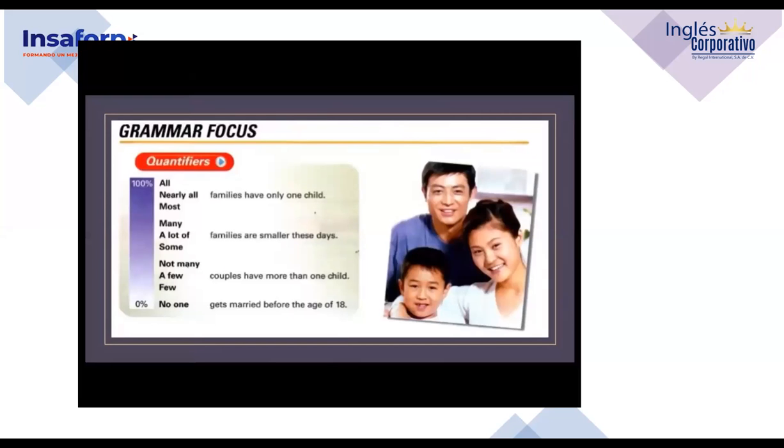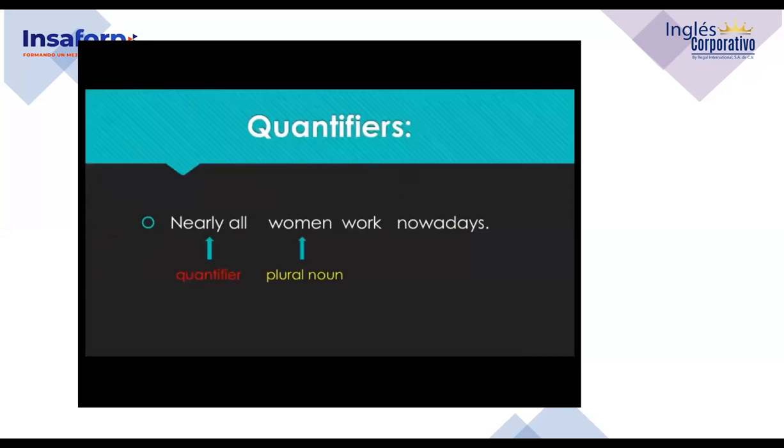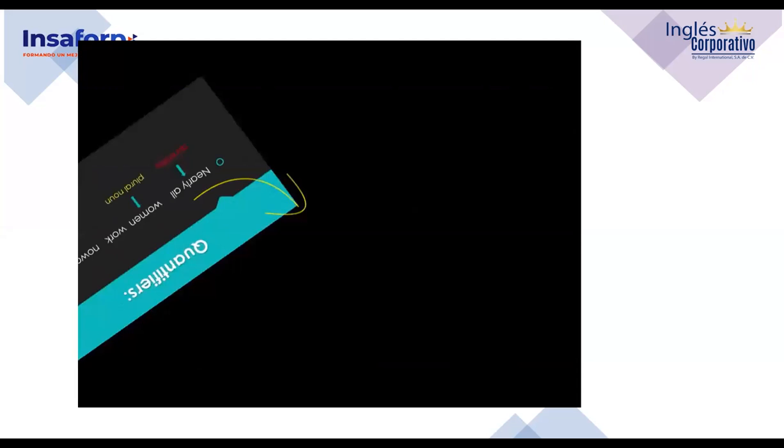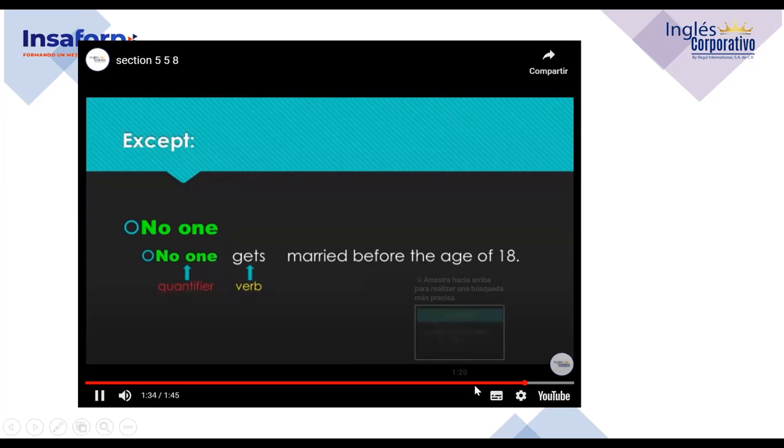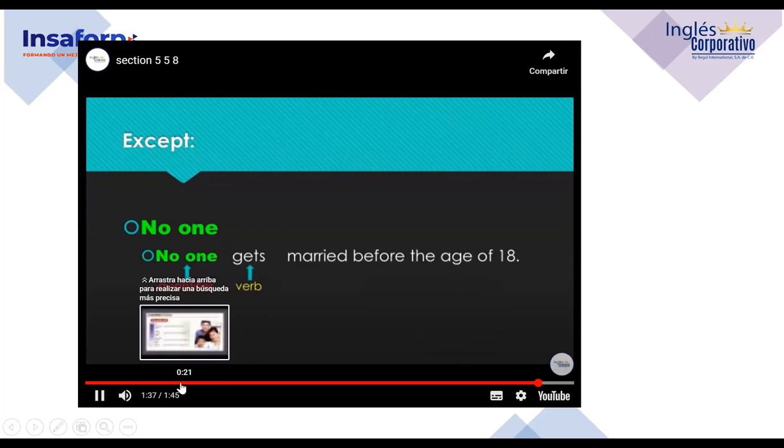Notice how these quantifiers have an estimated percentage. If you want to make reference to 100%, you may say all. And then you work down the scale depending on the percentage you want to refer to. Follow me in this example. Nearly all women work nowadays. Nearly all, quantifier. Women, plural noun. So in other words, all quantifiers come before plural nouns, except no one. No one gets married before the age of 18. No one, quantifier, gets the verb. As a tip, ask your teacher to remind you about count nouns so you are able to use these quantifiers.